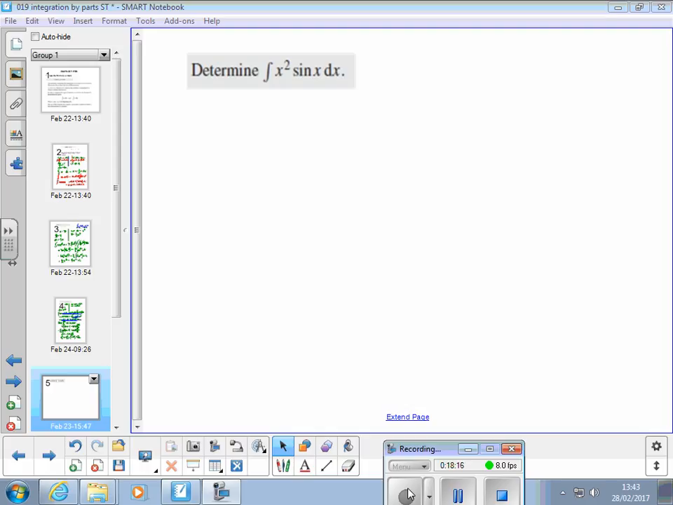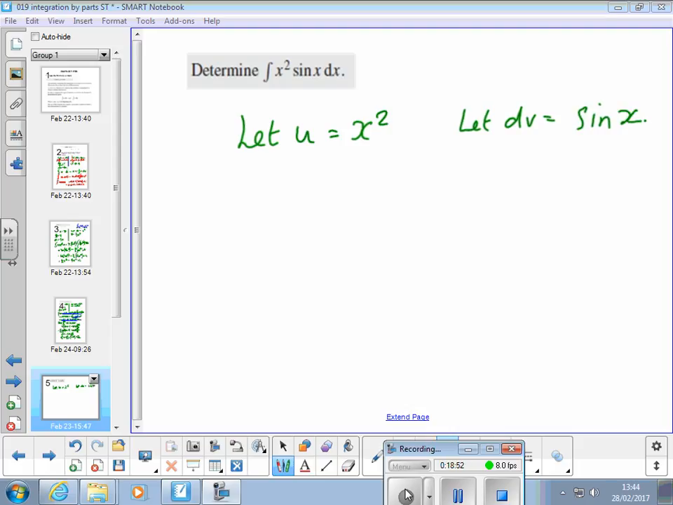All right, which we've got x squared. Right, guys, have a go at this one together. Which function are we going to try calling u? Let u equal x squared, because I know what, and let dv equal sine x. Be patient, Michael.